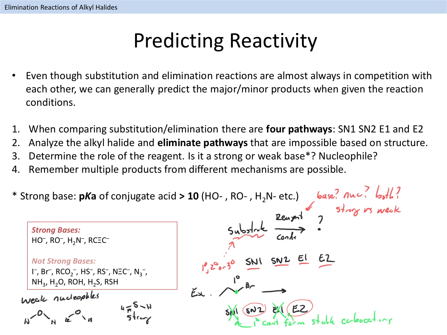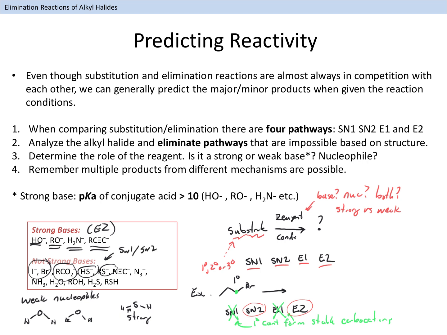Strong bases favor elimination reactions, particularly E2. Examples of strong bases include hydroxide, alkoxide, amide, and acetylide ions. Weak bases, on the other hand, such as halides, acetate, thiolates, and water, often favor substitution reactions, particularly SN1 and SN2.